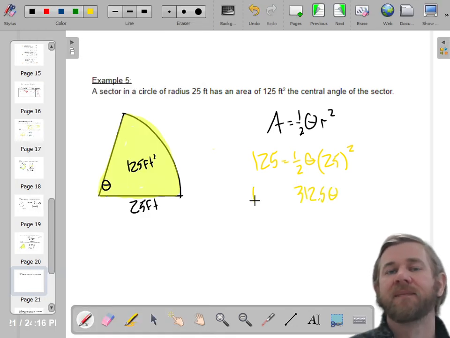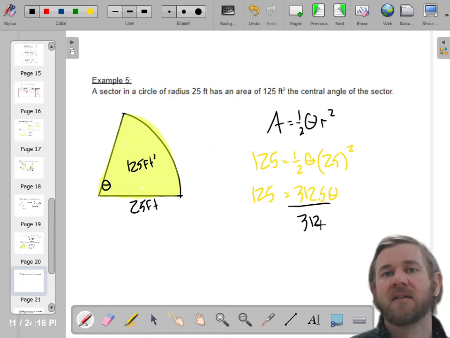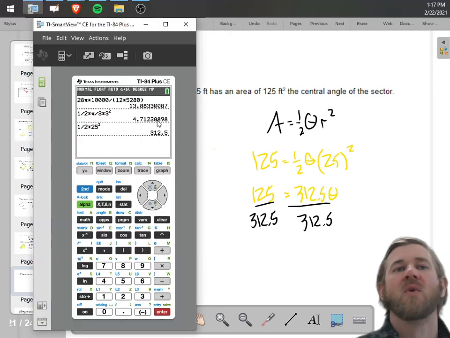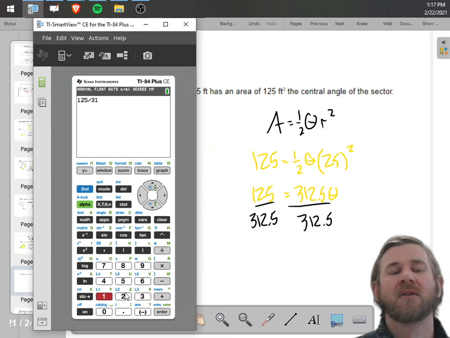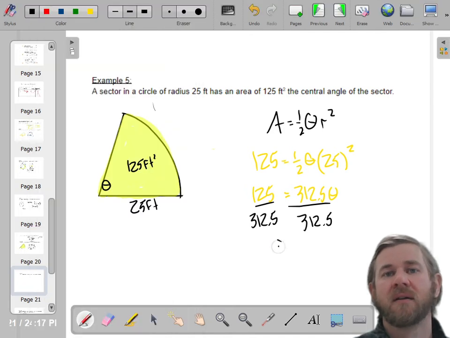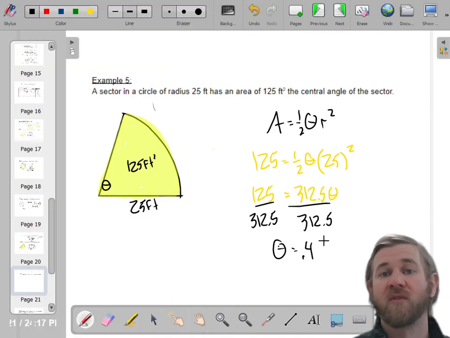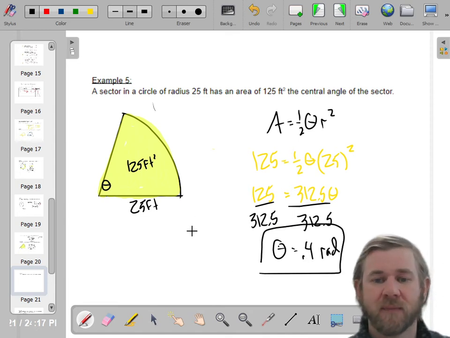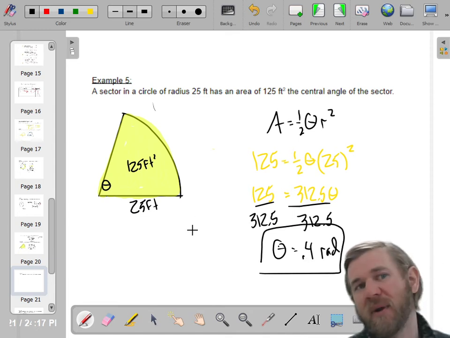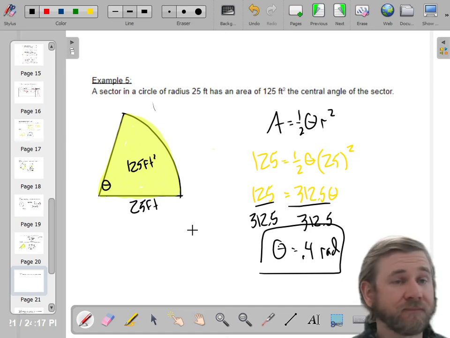312.5 theta equals 125. Now to solve this, you just divide. I just move the variable around a little bit. So now it's 125 divided by 312.5, which is 0.4. So theta is 0.4. 0.4 what? Radians. Theta is always in radians. So 0.4 radians. A little bit less than half a radian.